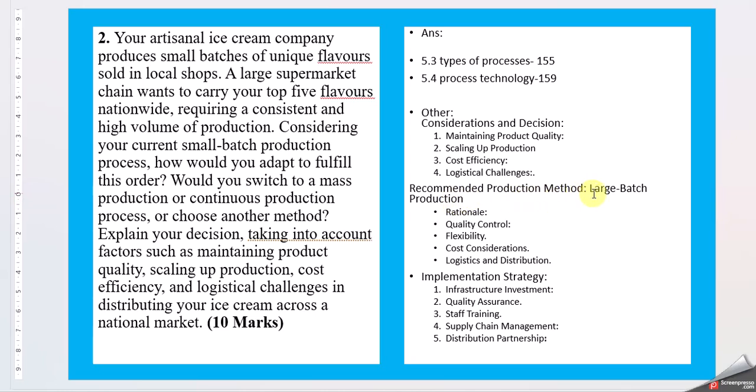Then the recommendation for production method can be large batch production. The rationale behind it is that you can't meet such a huge demand by just doing small batch productions. Then quality control, how you are going to implement it, and then flexibility, how you are going to run multiple shifts or what kind of flexible workforce you are going to use, cost consideration, logistics and distribution. Then implementation strategy can be infrastructure investment, quality assurance, staff training, supply chain management, distribution partnerships. So these are some points which I tried to highlight, but you can add some more points to support your answer.